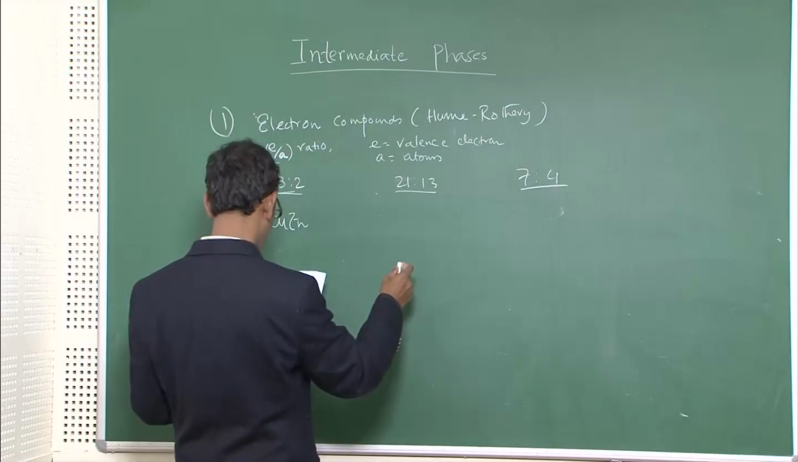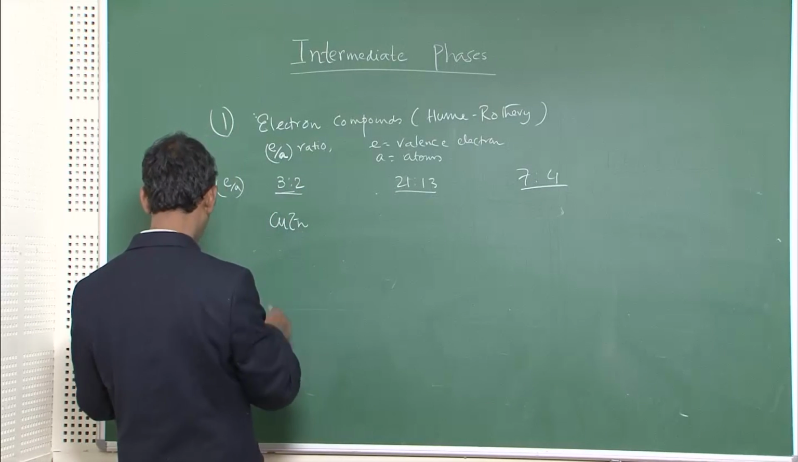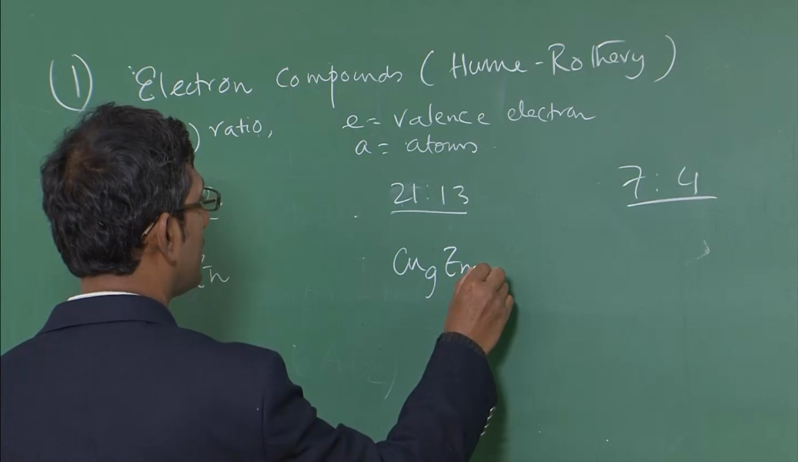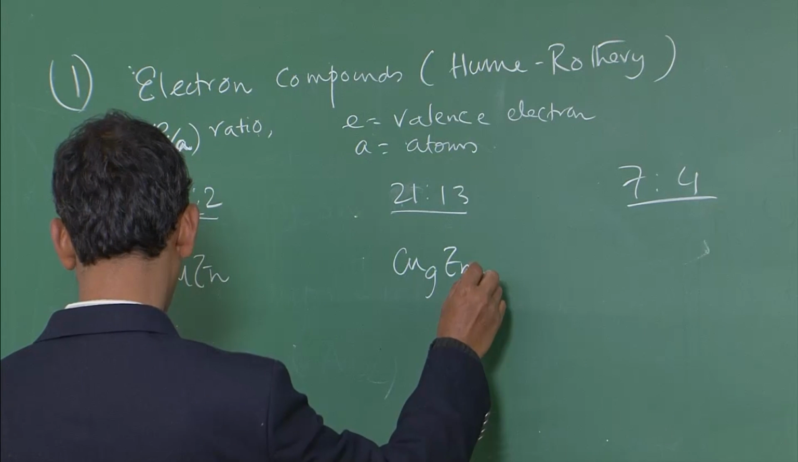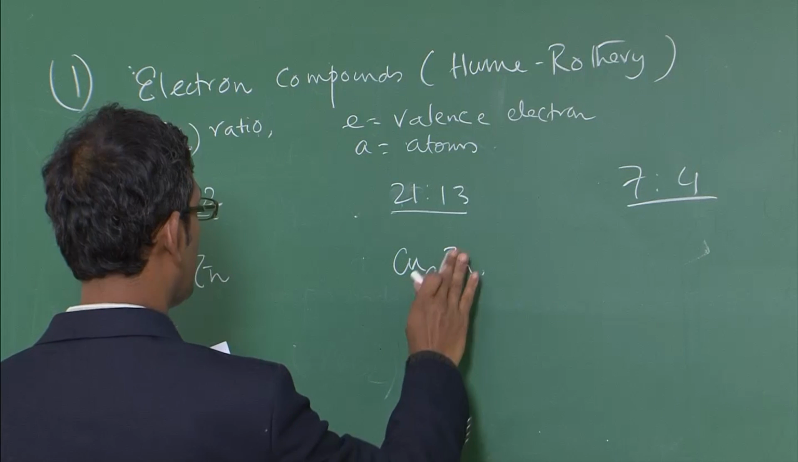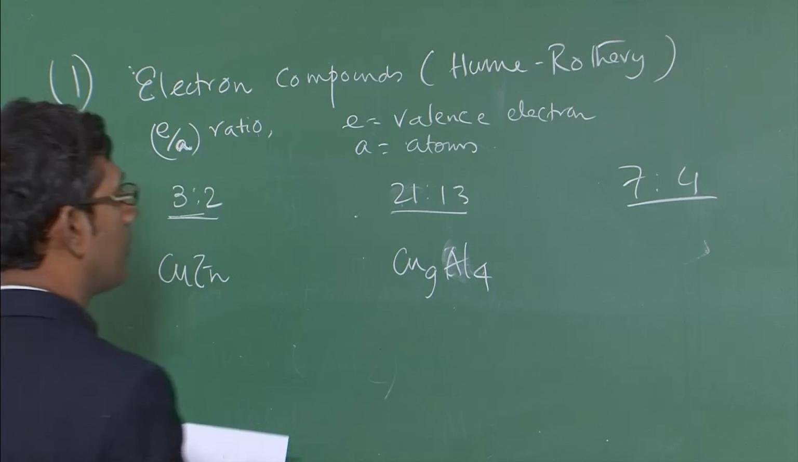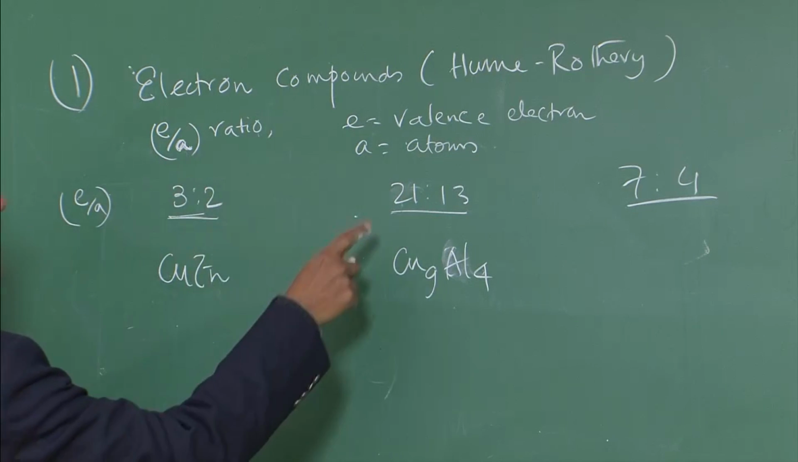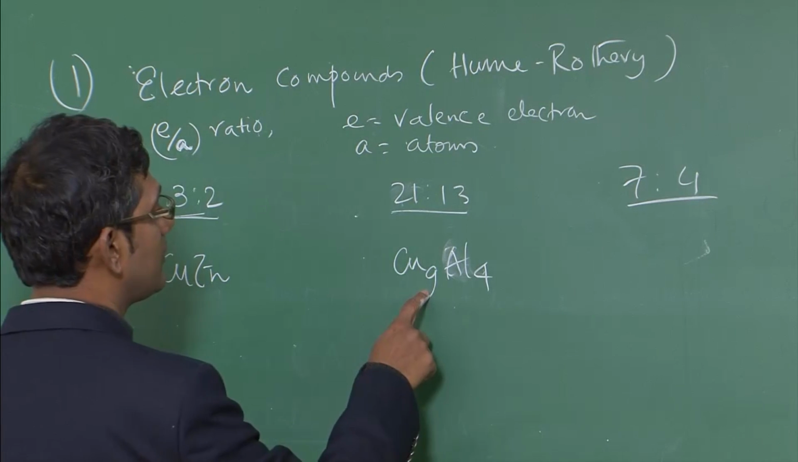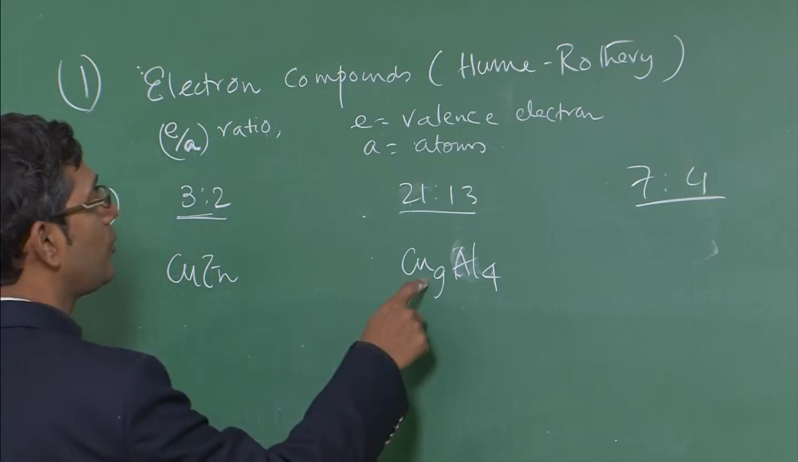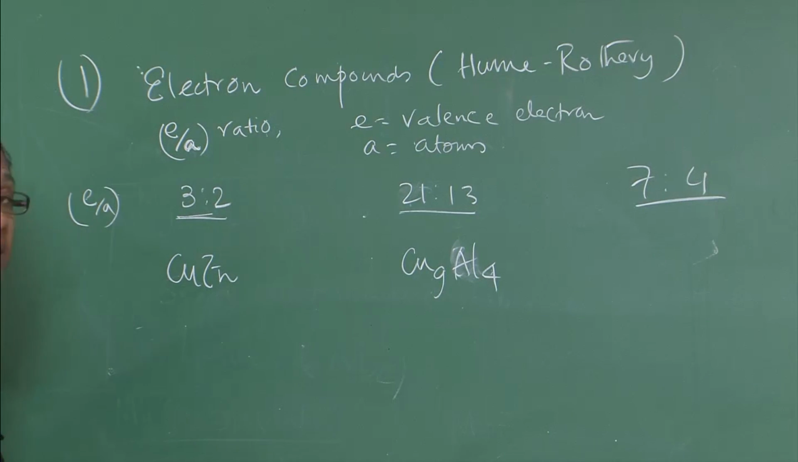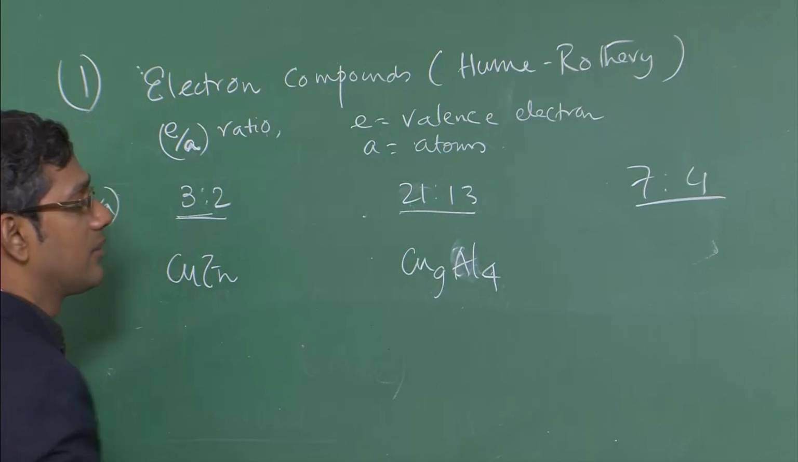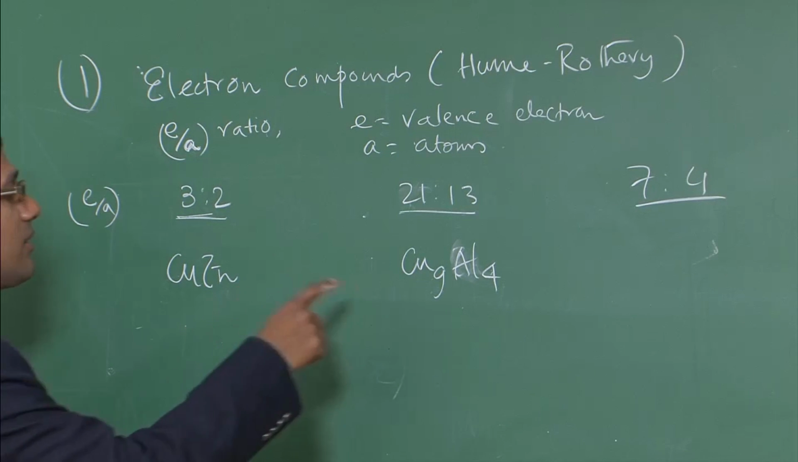Then there is another phase, Cu9 Al4. How is it 21:13? 9 plus 4 is 13 atoms in the unit, so A is 13. And how is the 21 obtained? Copper has 1 outer electron, so 9 into 1 is 9, and aluminium has 3, so 4 into 3 is 12. So 12 plus 9 is 21, divided by 9 plus 4, which is 13. So it is 21:13. That is what is stabilizing it.